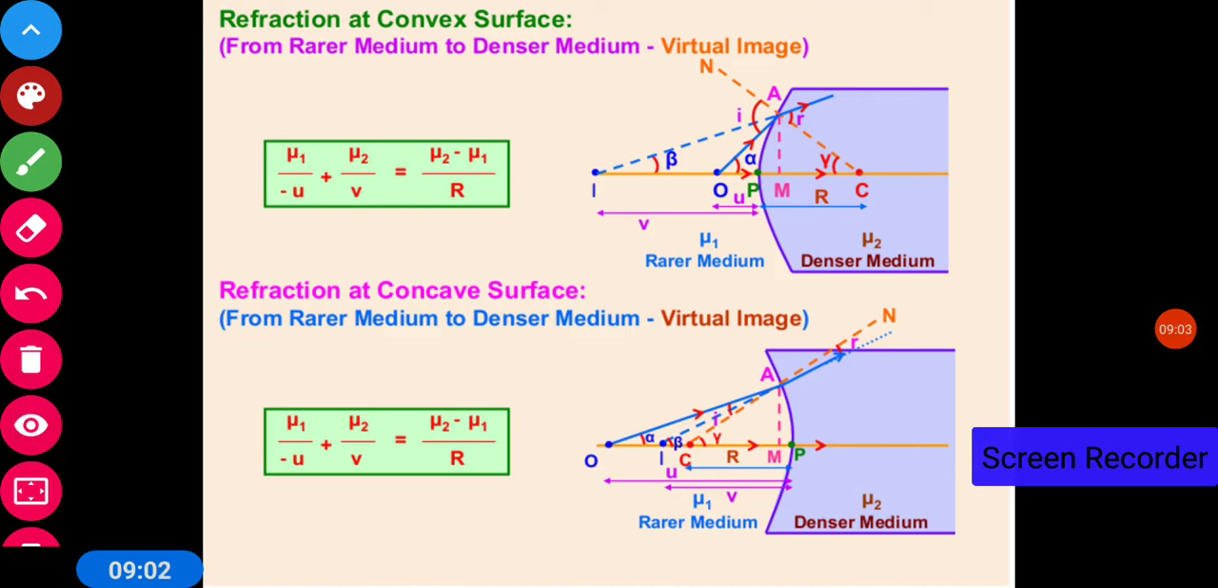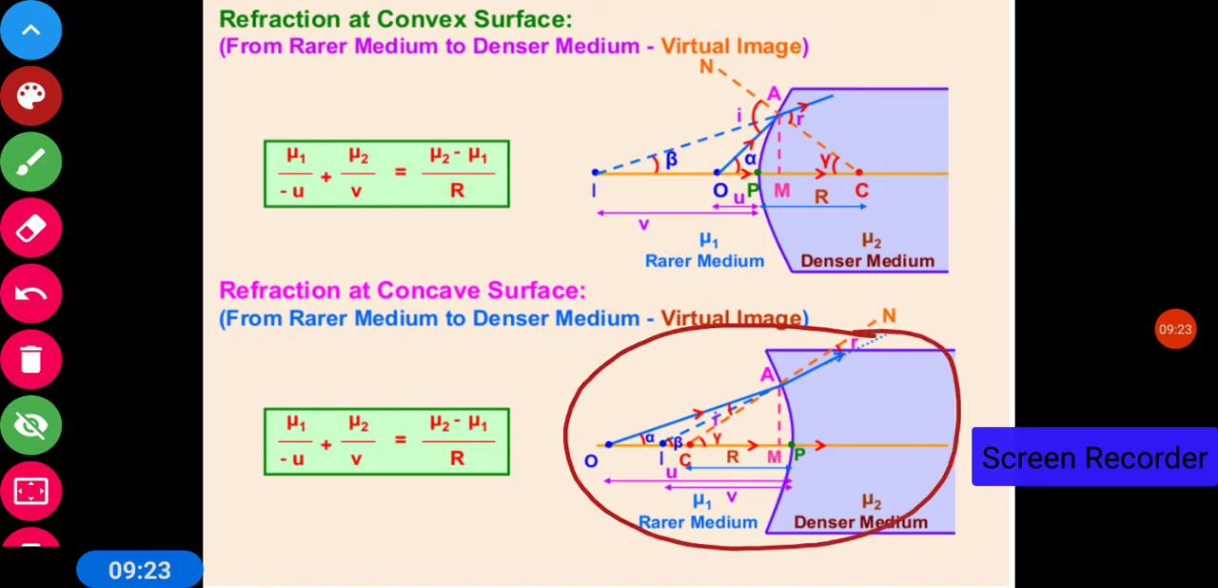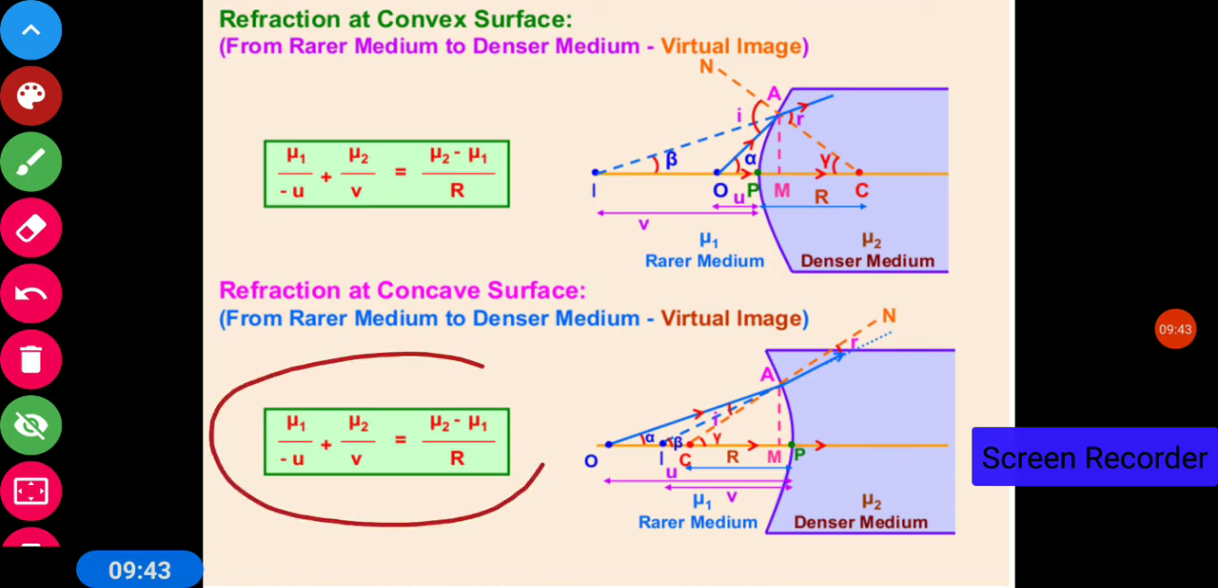When we follow the same procedure as in the previous slide, we again get the same result, that is mu1 upon minus u plus mu2 upon v is equal to mu2 minus mu1 upon r. Similarly, for refraction at a concave surface with a virtual image, the difference is only in the diagram and the result will be the same. As you remember, 1 upon v minus 1 upon u is equal to 1 upon f. The lens formula is the same for a concave lens as well as a convex lens. In all situations only the ray diagram will be different, but the final result will be the same.